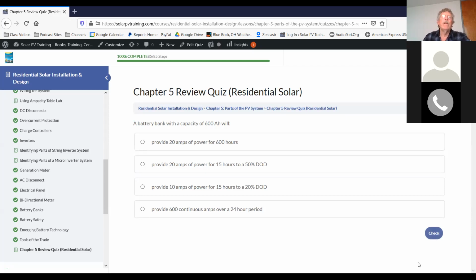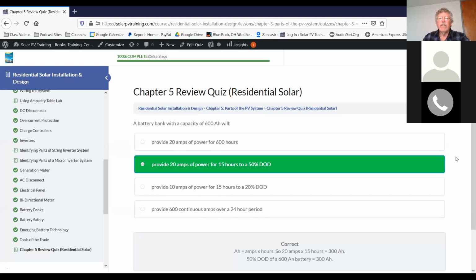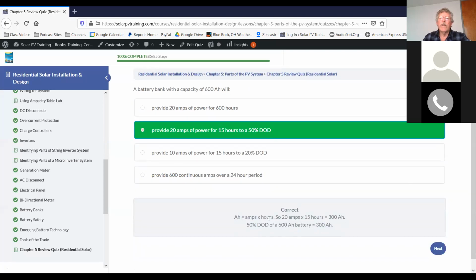A battery bank with a capacity of 600 amp hours, well, just as watt hours equals watts times hours, amp hours is amps times hours. So we would take, like, 20 amps for 600 hours would be 20 times 600, which is 12,000 and something. 20 amps for 15 hours, that's 300 amp hours, 50% depth of discharge. So a 600 amp hour battery, 50% is 300 amp hours. So that's going to be the right answer. The others are not going to be correct. So that's how you would figure that one out. And down here in the answer we just show 20 amps times 15 is 300, 50% depth of discharge. So that's the correct answer.